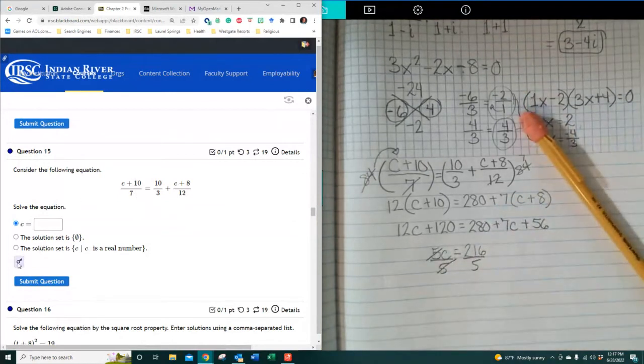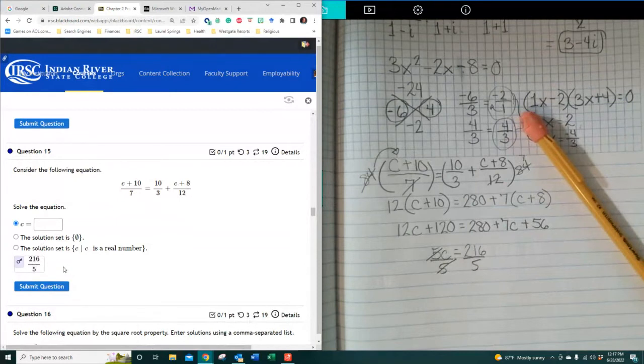Now let's take a look at what the answer is. All right, and we can see that it aligns exactly with what we came up with: 216 over 5. All right, not too complicated.